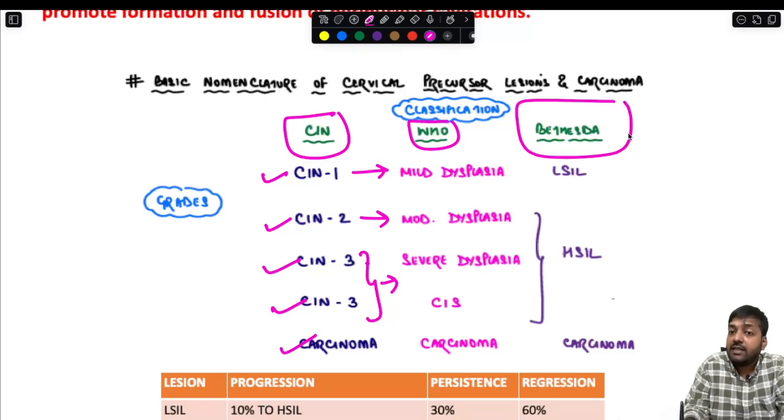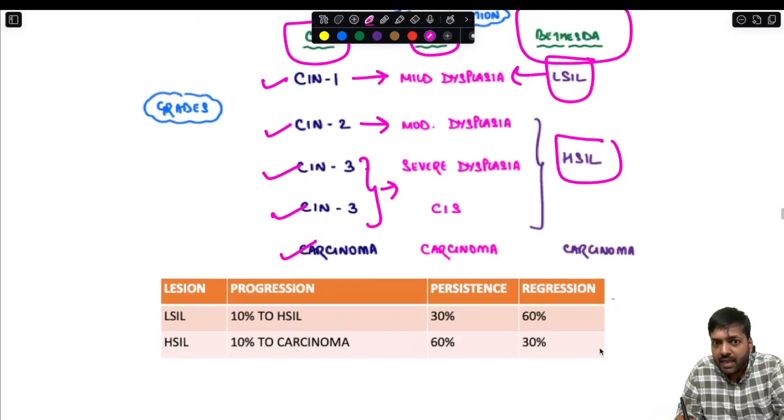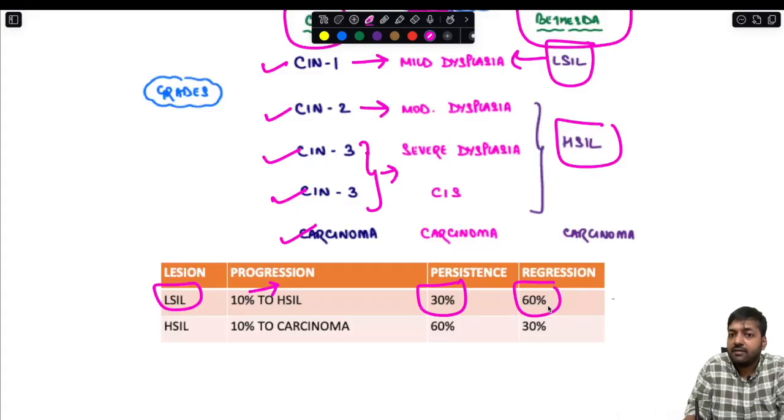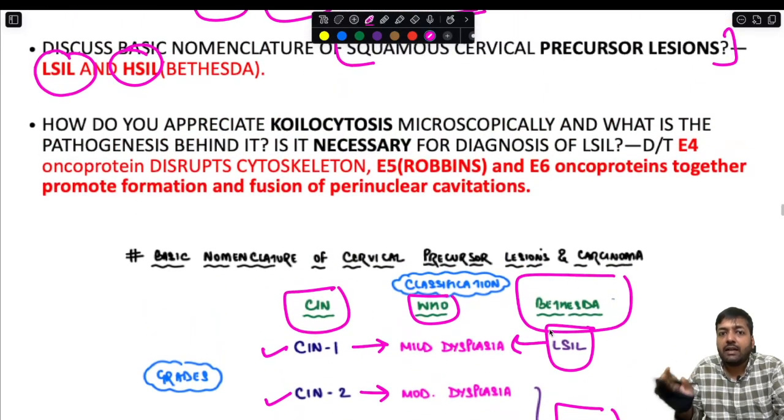Whereas according to Bethesda, there are only two precursor lesions. One is LSIL corresponding to mild dysplasia and CIN1, and HSIL corresponding to moderate dysplasia, severe dysplasia, carcinoma in situ, corresponding to CIN2 and CIN3, and carcinoma as it is. Now if you look at the basic natural history of these precursor lesions, around 10% of LSIL is going to progress to HSIL. Around 30% will persist and 60% will regress. Whereas if you look at HSIL, 10% will progress to carcinoma, 60% will persist and 30% is going to regress. So this is the basic nomenclature of cervical precursor lesions and carcinoma.